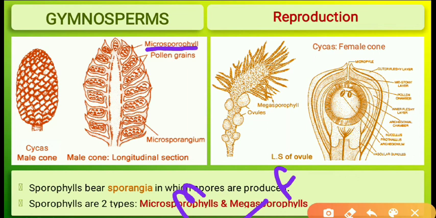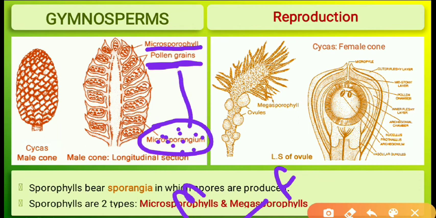Here is the microsporophyll which contains the microspore. Microspore is nothing but the pollen grain, which is produced from the microsporangium. Microsporangium is a bag which contains these small microspores, meaning pollen grains. And here this is the ovule. Remember, Cycas is the plant in which the largest ovule is found among all of kingdom Plantae. It is visible by naked eyes.